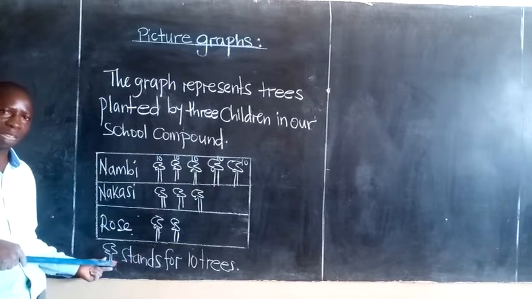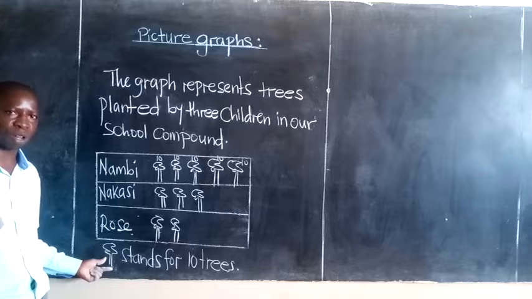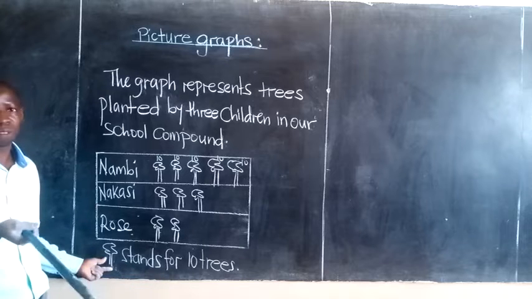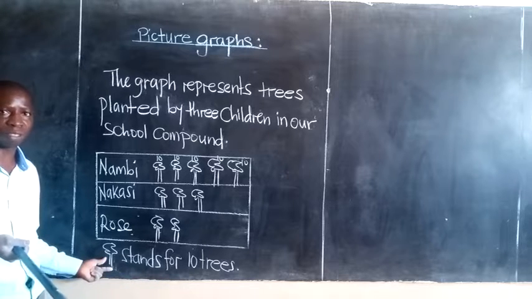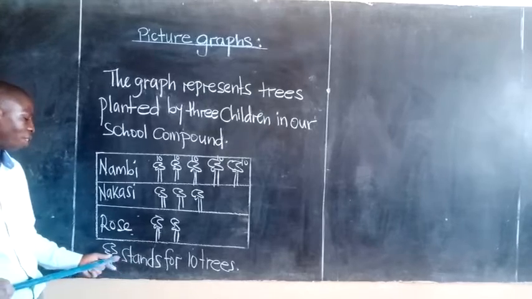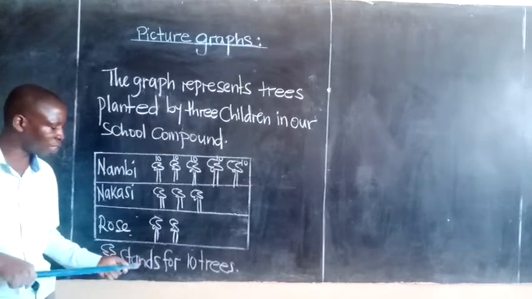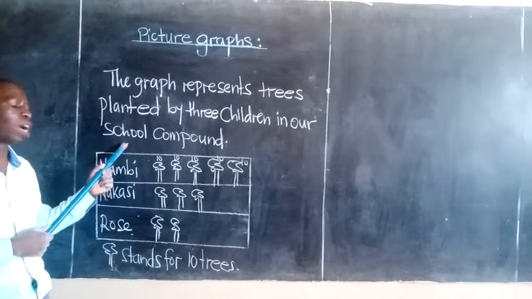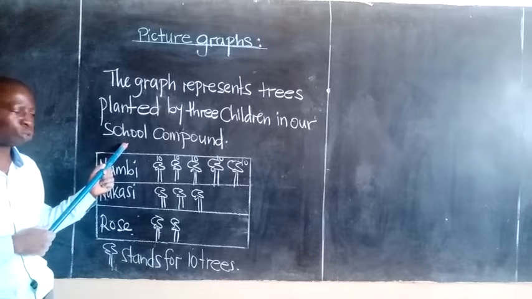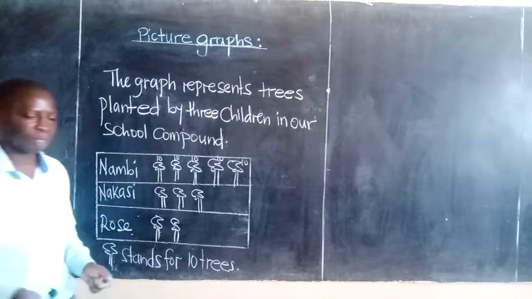If the scale is not there, like the previous graphs that you have looked at, then you will just answer the questions. But now for this case, we have a scale. Sometimes they put it down here, sometimes up here. So you must be able to interpret.